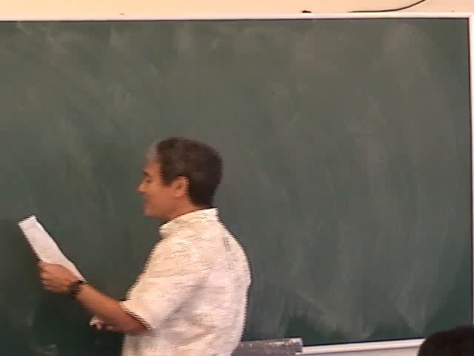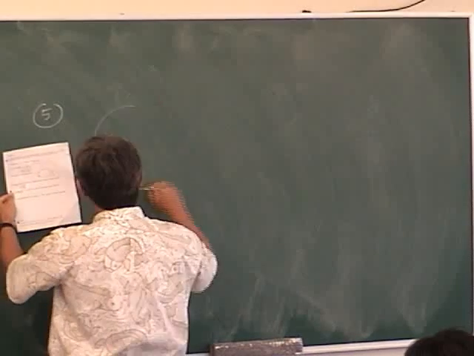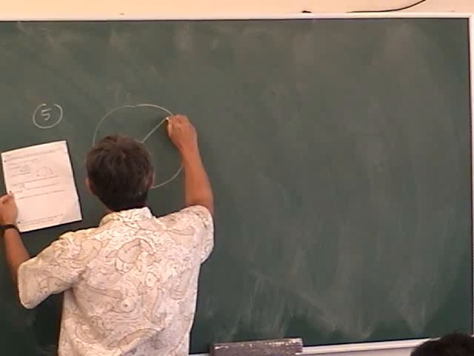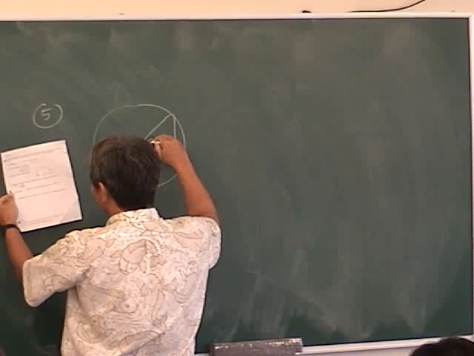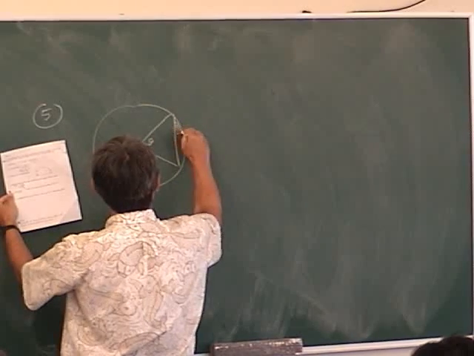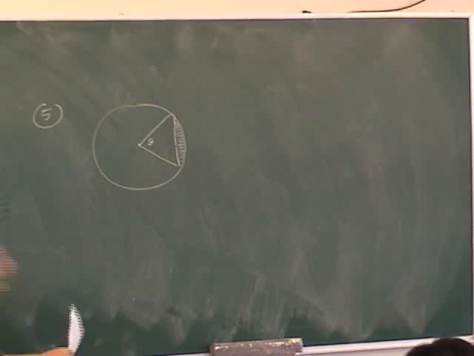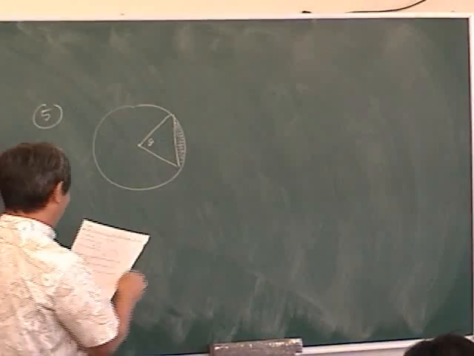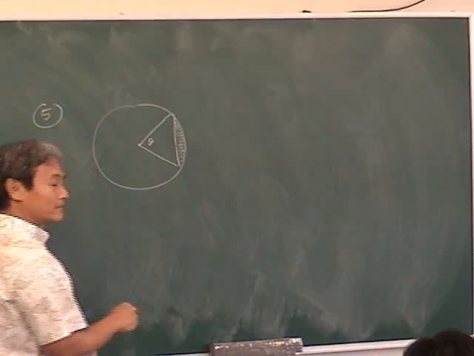Okay, number 5. How many times have we done number 5? Not enough, apparently. Okay, here's theta. Find this angle so that the area of the segment, this is the segment now, tomorrow. If you don't know what a segment is tomorrow, too bad, because I'm not telling you. Find this angle so that the area of the segment is equal to the area of the triangle.